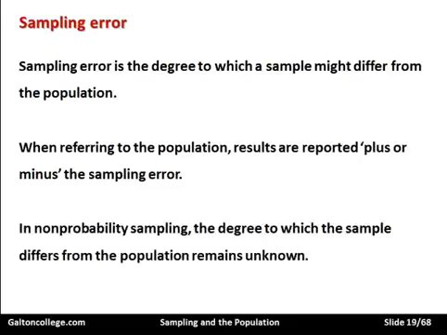In non-probability sampling, the degree to which the sample differs from the population remains unknown. Non-probability, for example snowball sampling, it's just a figure. We don't know how representative that is of the population.